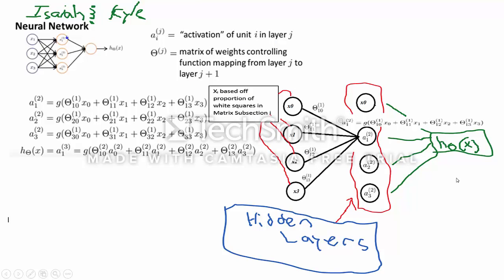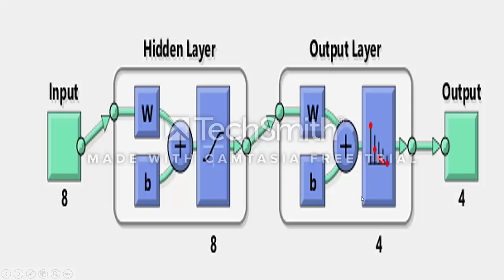A neural network in general is made up of a lot of functions. You need to define your alpha and how you're going to move from your inputs into your hidden layer, which is then used as part of the sigmoid function. As you can see here, you have your xi, which is based off the proportion of white squares in our matrix subsection, and that's going to be our input, which goes into our alpha. Then our alpha is going to represent our hidden layers. And then you have our hypothesis function based on the sigmoid.